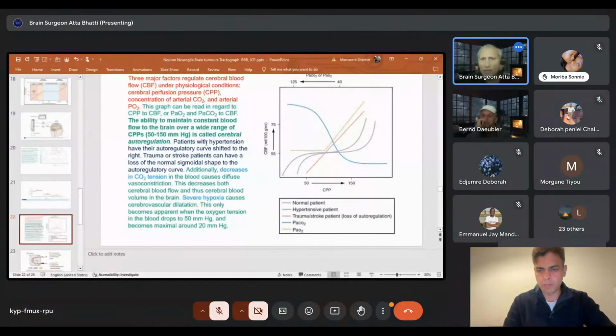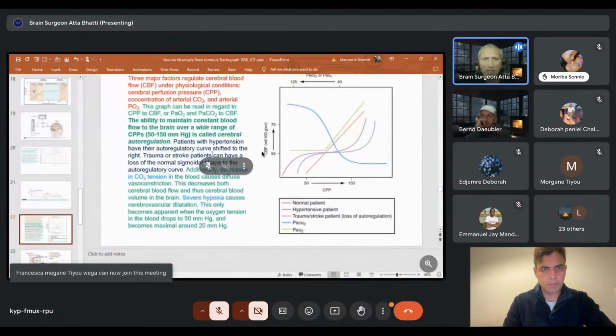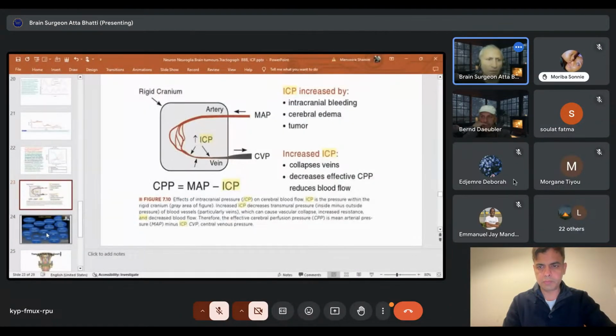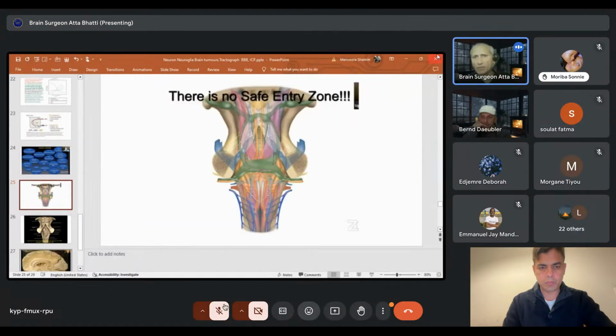So in the blue, we see that the patients with hypertension have their autoregulatory curve shifted to the higher reading sides, just like this. And in severe hypoxia, the curve gets disturbed. So we are not going into those details. Right? So we stop here from my side.